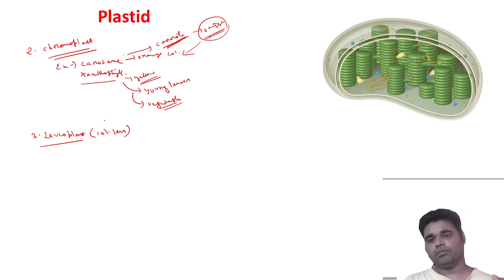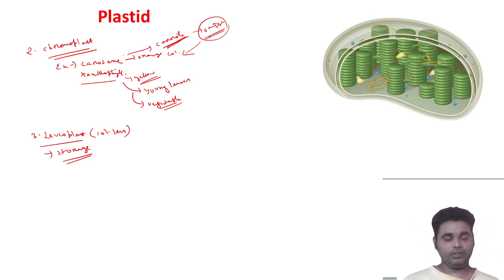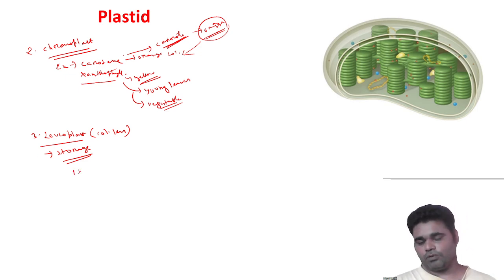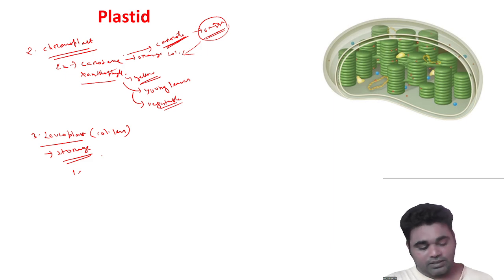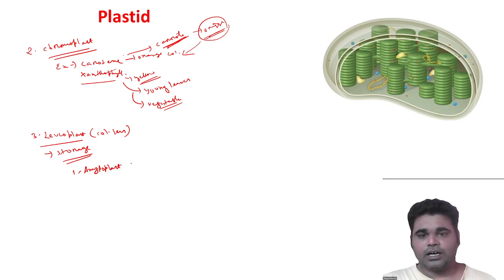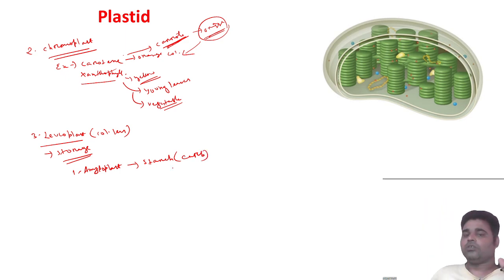So what is the function of the leucoplast? It helps in the storage. It stores many molecules. For example, there are many types of leucoplast, and on the basis of the storage item, the leucoplasts are divided into many parts. One is called the amyloplast. The amyloplast stores the starch, which is the carbohydrate. So the leucoplast which stores the carbohydrate or the starch is called the amyloplast.